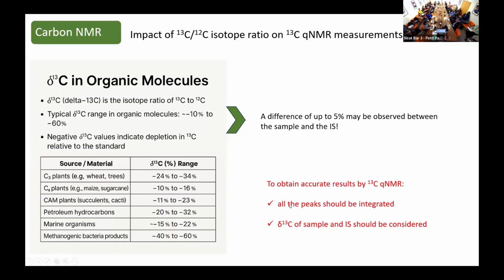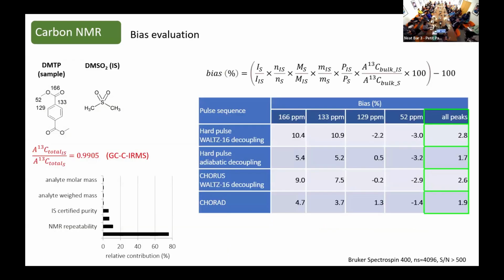And as long as possible, we should integrate all the peaks of the carbon because we have site-specific difference. And if we do not consider all the peaks, we'll have some bias. So we did this calculation for this molecule, dimethylphthalate. When we considered only one peak, we could have over 10% of bias. When we used all peaks, the bias was smaller than 3%, or smaller than 2% when we used adiabatic decoupling.